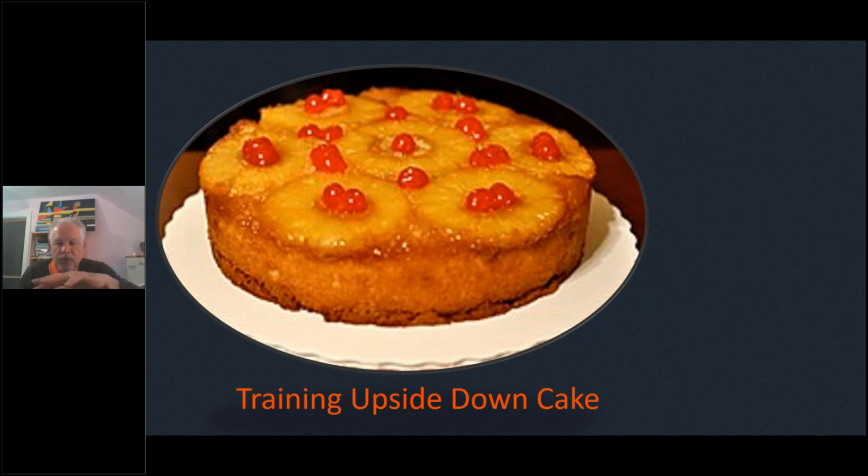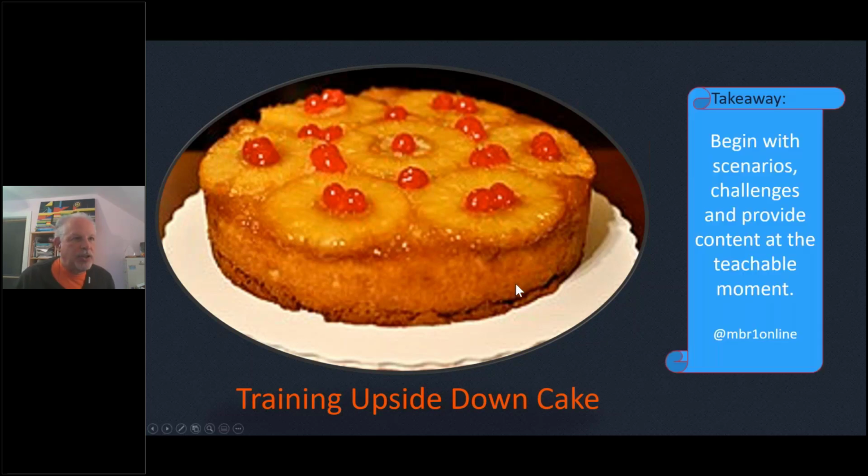Okay. What we want to do for learning experience design is turn it upside down. Start with the scenario, the experience, something to do that you need to do. Start with the scenarios and the challenges, and then you provide the content as they need it, in the teachable moment. Okay, just that flip makes learning, online learning, or any kind of learning, much more engaging and interesting.